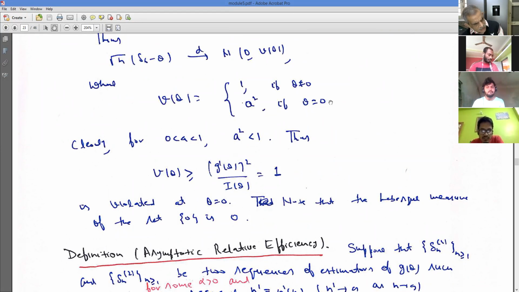So what this example is trying to show is there may exist thetas where v theta greater than or equal to g prime theta whole square by I theta may not hold. But the set of all those thetas where such an inequality does not hold will have Lebesgue measure 0. Or in other words, such a set cannot contain any interval. For example, there was only one point, theta is equal to 0. It is a singleton, so it cannot contain any intervals, so its Lebesgue measure is 0. So at some thetas, it may get violated. That is what the last example showed.